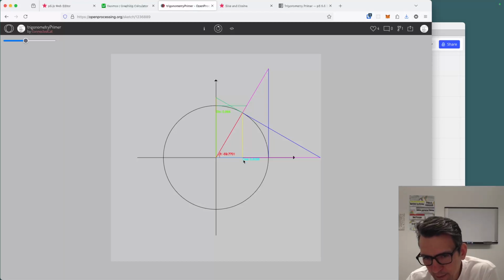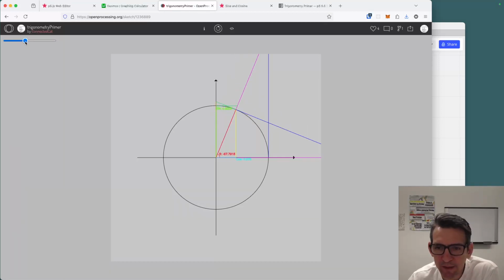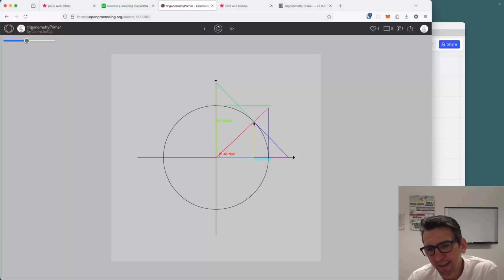So the x position of this point is going to be measured by the cosine, and the y position of this point is going to be measured by sine. And as I move this point along the circle, its cosine is going to move and its sine is going to move. So you can see how the yellow line gets shorter, the blue line gets longer, and then it goes the other way. And that simply measures the point where my radius touches the circumference. This is the key point right here.